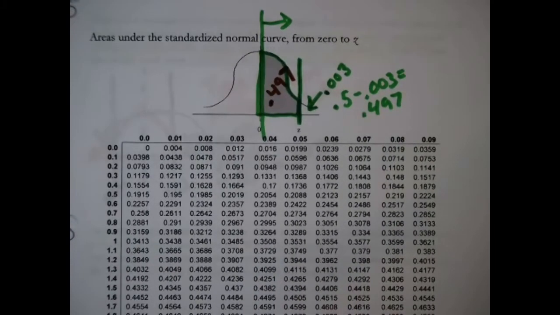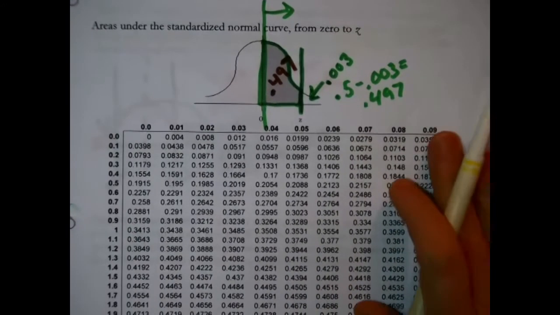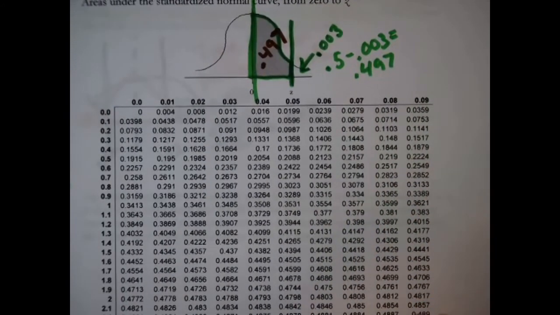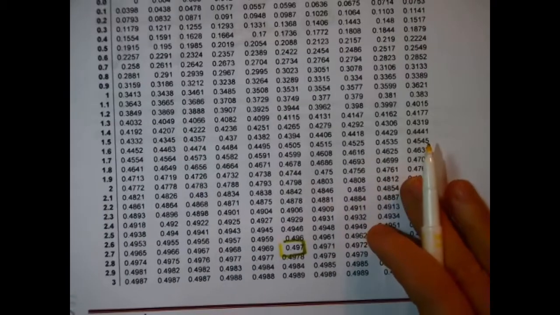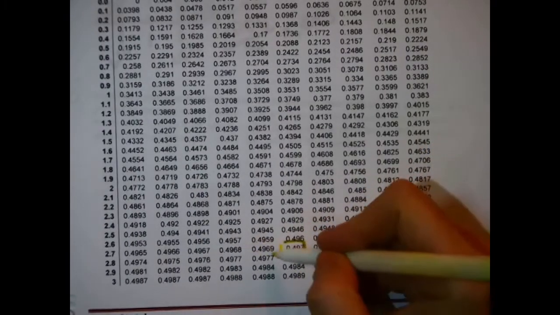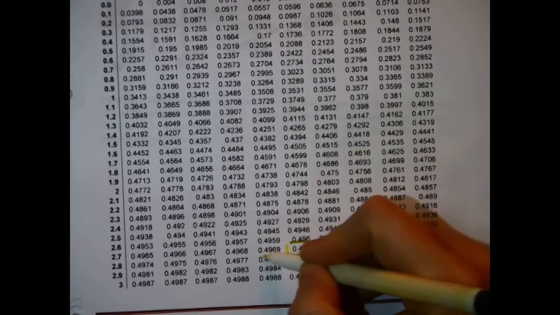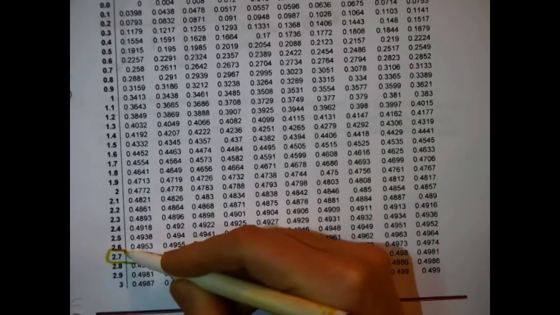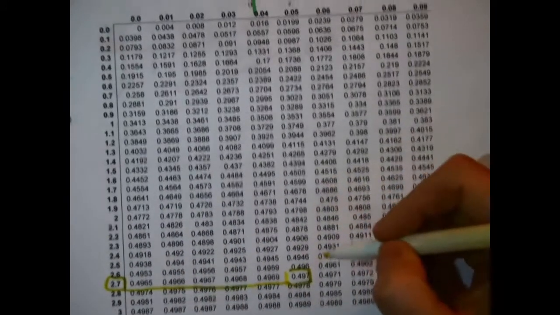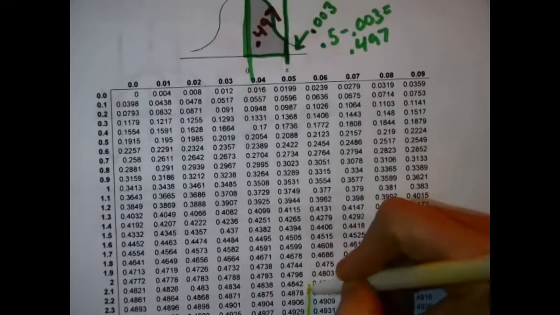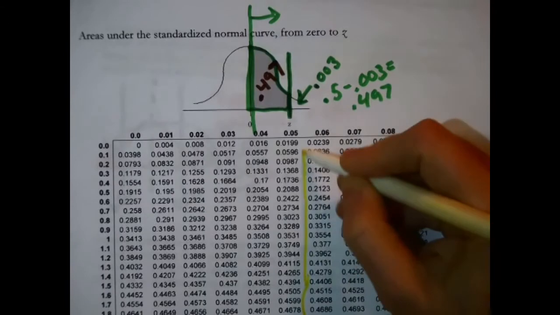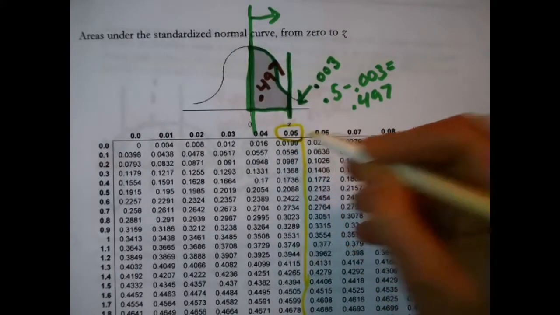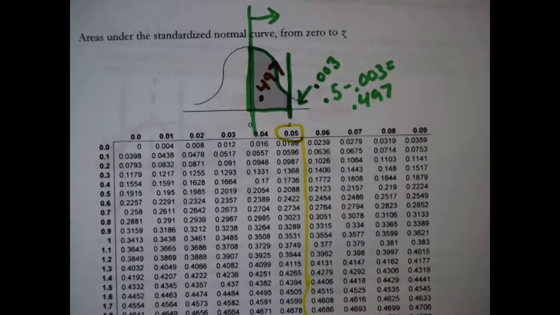0.497, 0.47, 0.494, 0.4968, 0.497. I found it way down here. 0.497 exactly. What z does that correspond to? Okay, trace it out. There's the first two digits, 2.7. What column am I in? All the way back up here. I am in the column labeled 0.05.